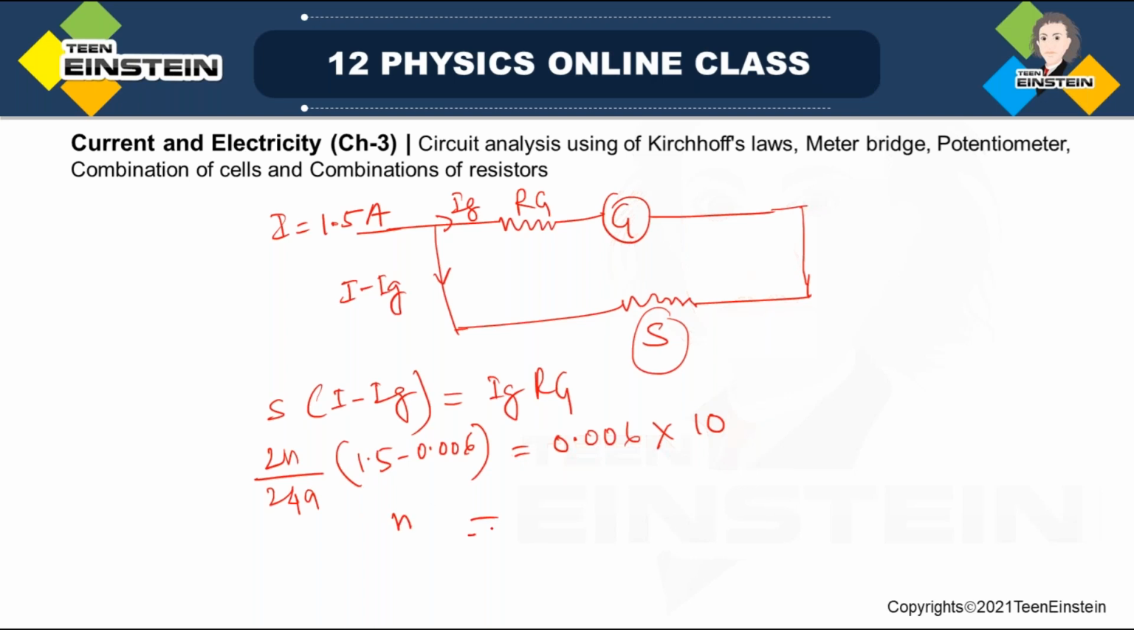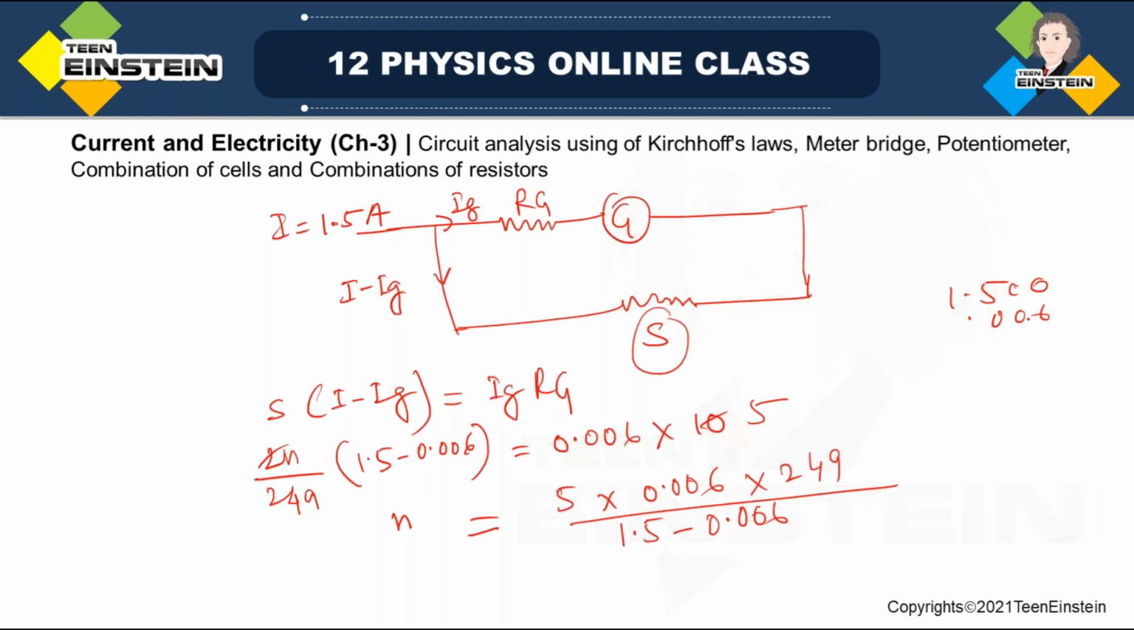Now we'll find N. So N is 5 into 0.006 into 249 divided by 1.5 minus 0.006. This is what we have to solve. 1.5 minus 0.006 will be 1.494. So let us write 0.006 into 249 divided by 1.494. I'll just approximate this to be 1.5 and this to be 250.